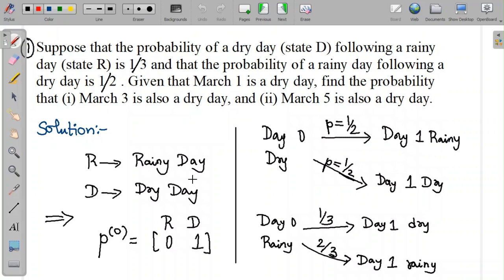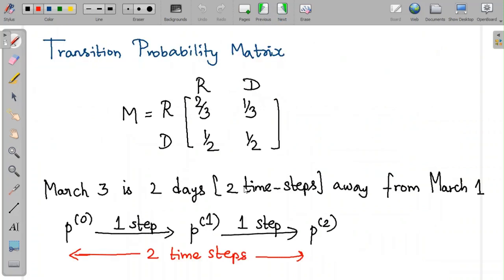And if day 0 is a rainy day, we know that day 1 is a dry day with a probability of 1 by 3. So that gives us enough clue to define the TPM of the matrix as follows. A rainy day followed by a rainy day has a probability of 2 by 3, and a rainy day followed by a dry day has a probability of 1 by 3.